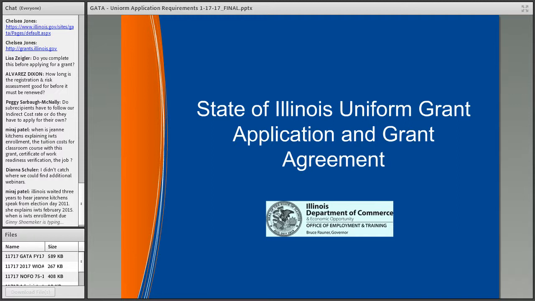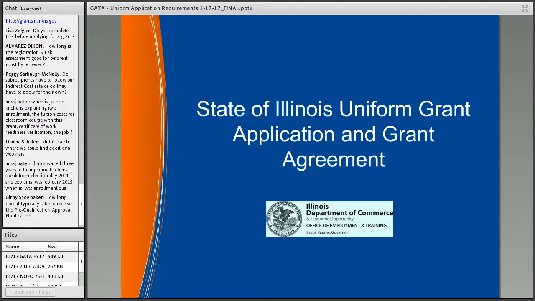And there was another question that asked, how long is the registration and risk assessment good for before it must be renewed? And the answer to that is that both the pre-qualification and the risk assessment have to be done annually. One thing I should mention is that for state fiscal year 18, which begins on July 1st, there will probably be new pre-qualification elements that are reviewed. Right now there are just 4: SAM registration, DUNS number, federal debarment and suspension list, and good standing with the Illinois Secretary of State. So that would be done annually.